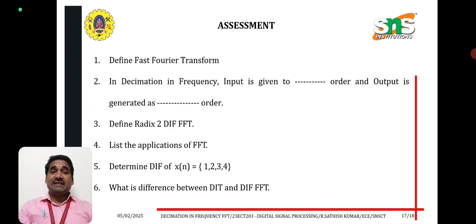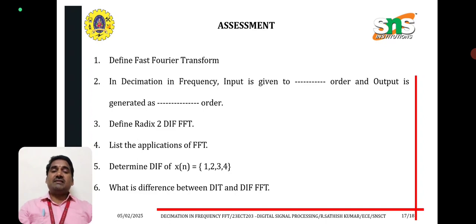Now we can see the assessment. Define fast Fourier transform. The fast Fourier transform is an algorithm that can be used to compute the DFT with a smaller number of computations. In DIF, the input sequence must be in normal order and the output sequence will be in bit reversed order. Define Radix-2 DIF FFT. Given inputs a and b, capital A is equal to a plus b, and capital B is equal to a minus b times W_N^r.